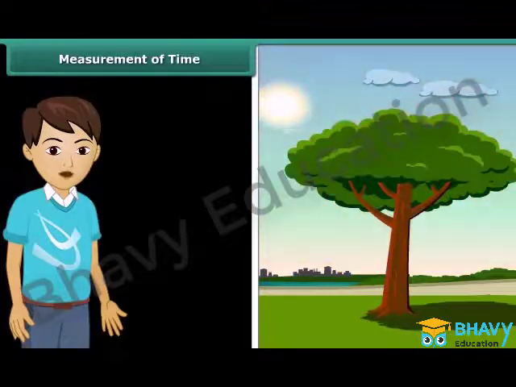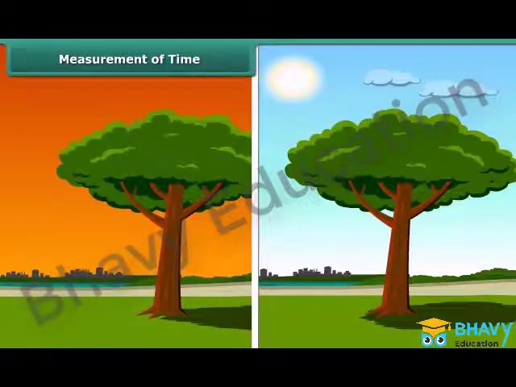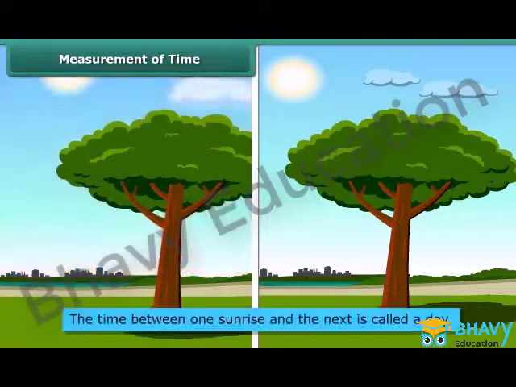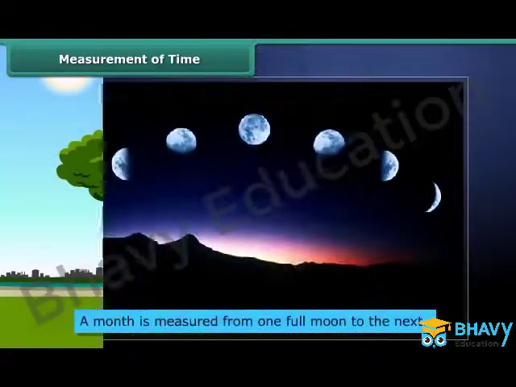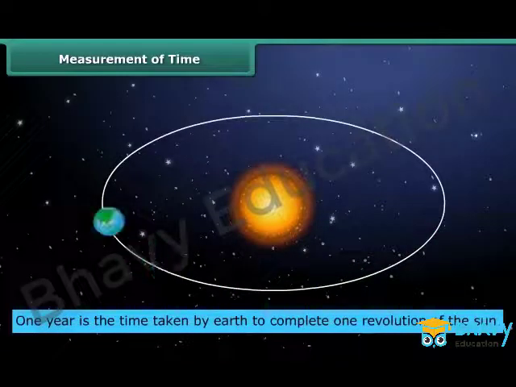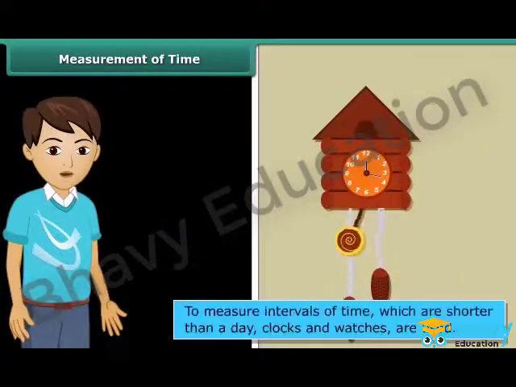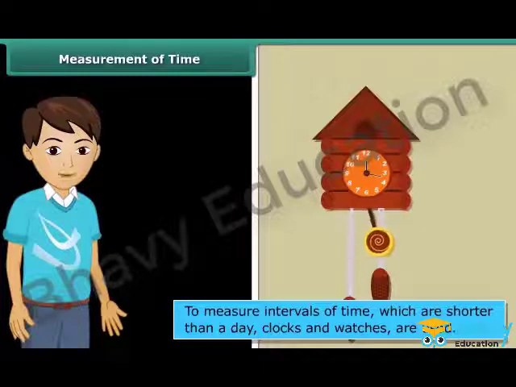Have you ever wondered how our elders could tell the approximate time of the day by just looking at the shadows? Many events in nature repeat themselves after definite intervals of time. For example, the sun rises every day in the morning. The time between one sunrise and the next is called a day. Similarly, a month is measured from one full moon to the next. 1 year is the time taken by Earth to complete one revolution of the sun. To measure intervals of time, which are shorter than a day, we use clocks and watches.